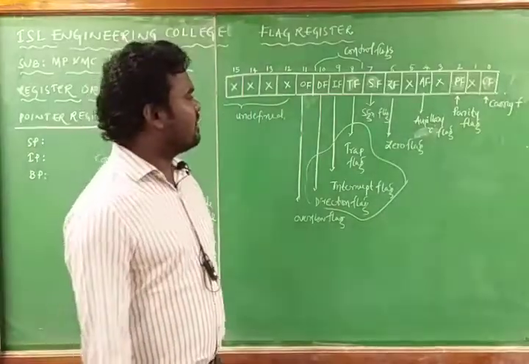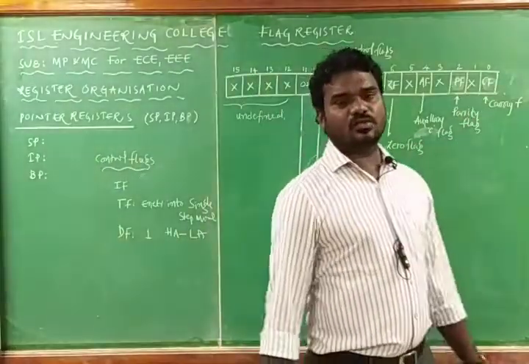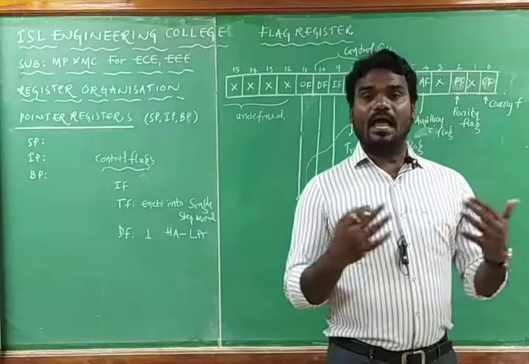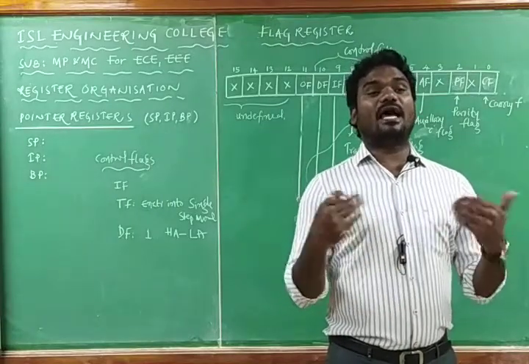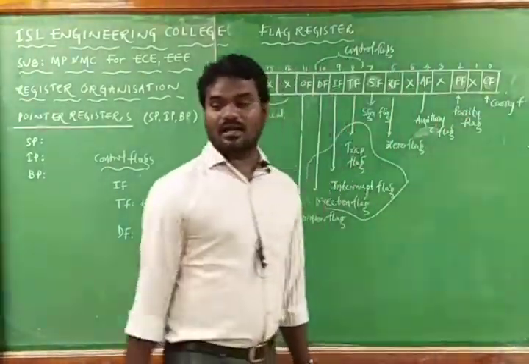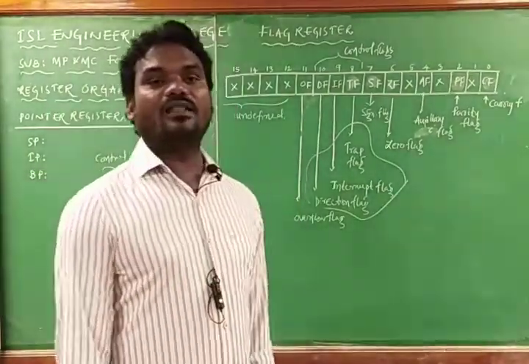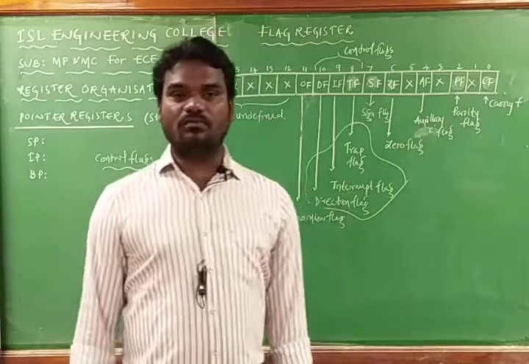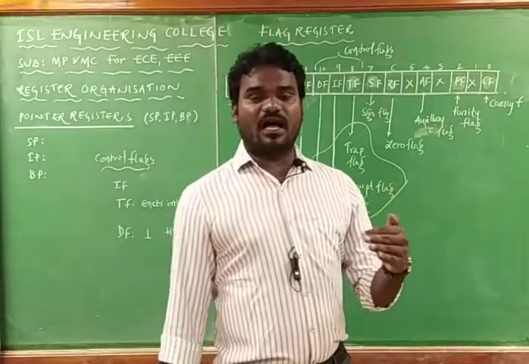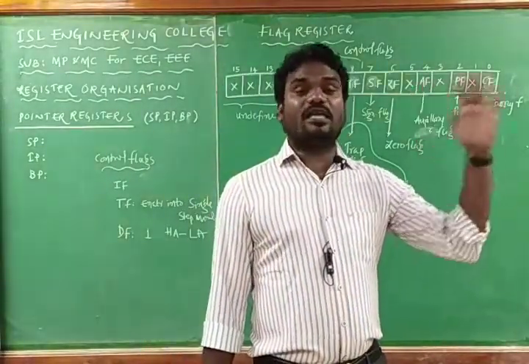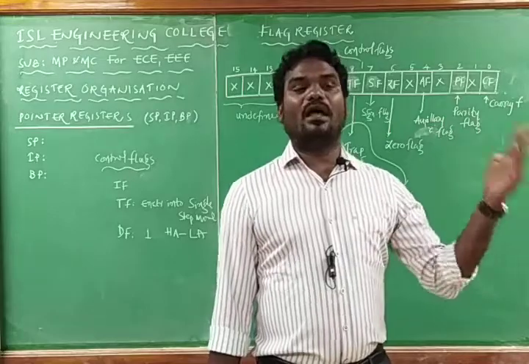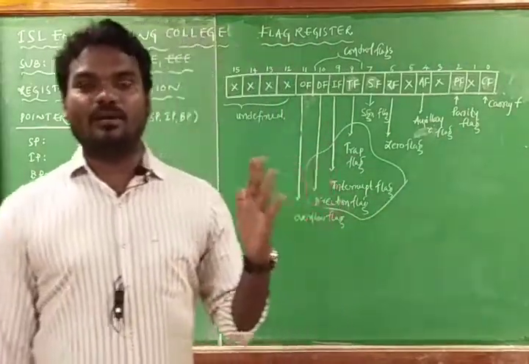Then how is this going to give it? The carry flag. In the processor, if it is performing addition or subtraction, if there is a carry, then this flag is set to 1. Otherwise it will be reset, that is 0, in case of addition. In case of subtraction, if there is a borrow to perform the subtraction, then it will be set to 1, otherwise it will be 0.